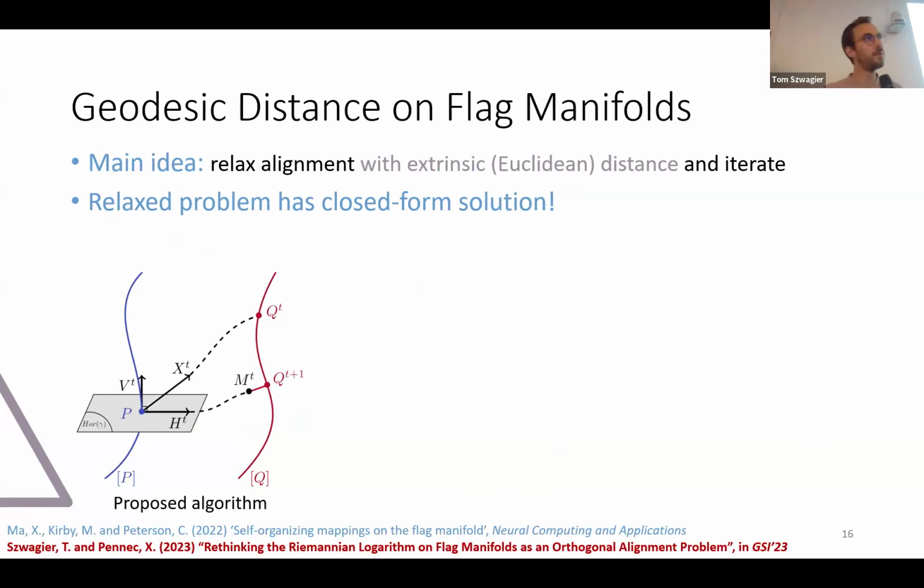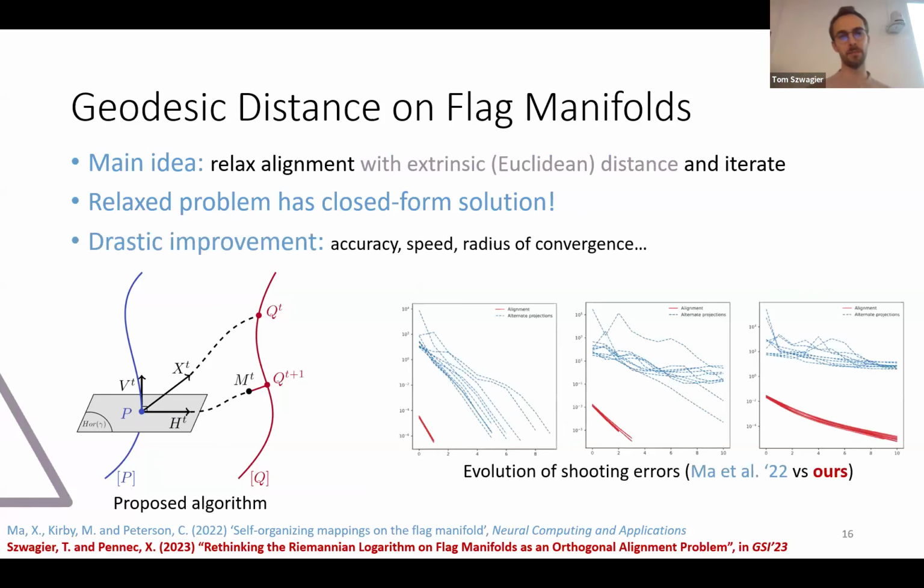So actually, it might look a bit beautiful, but it makes the problem much more complicated. And so the idea we had was to relax this alignment problem using the extrinsic, so the Euclidean distance. And it happens that this problem has a closed form solution, so we can use it as a building block for an iterative algorithm to approximate the geodesic distance. And so this leads to drastic improvements in accuracy, speed, and radius of convergence with respect to the previous state of the art.